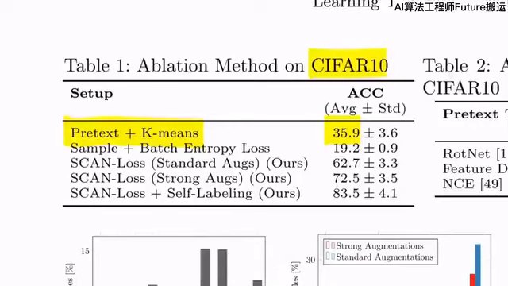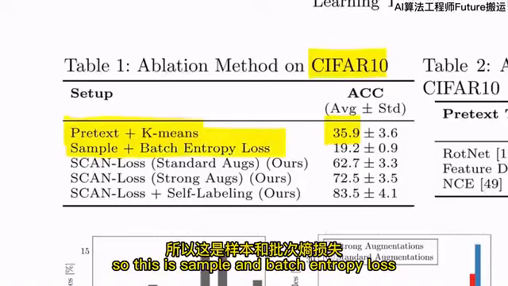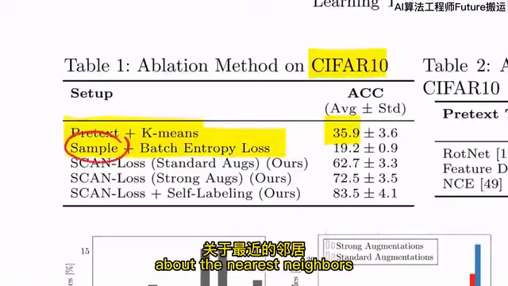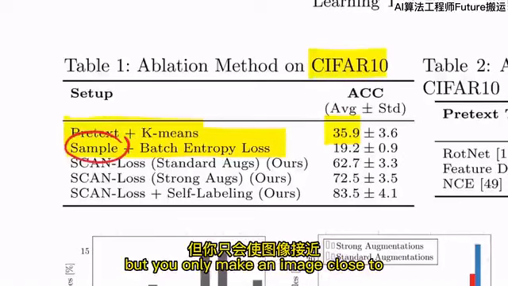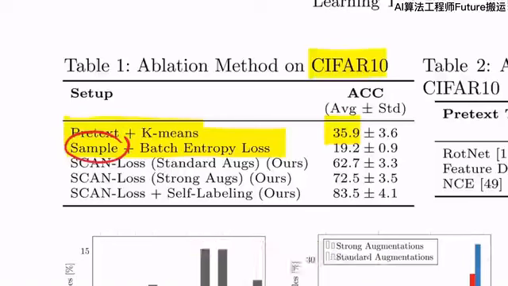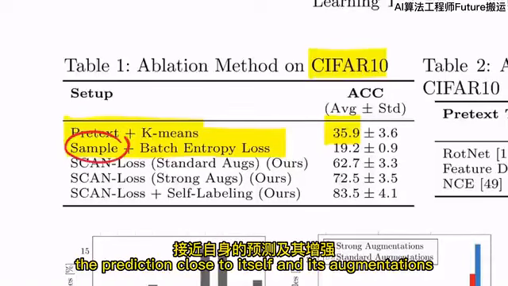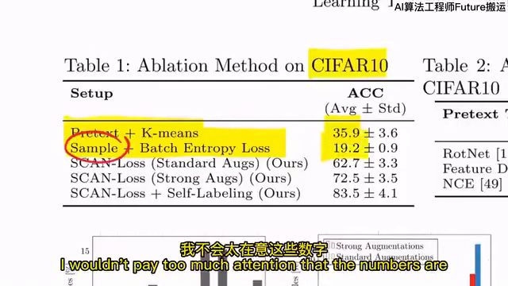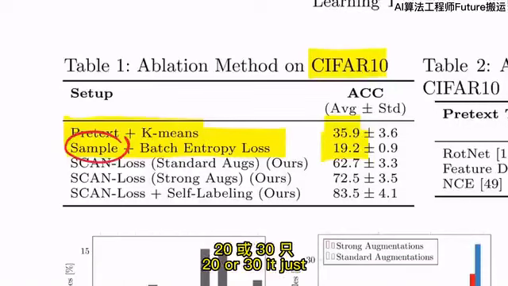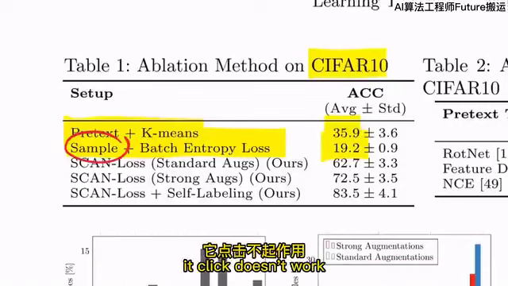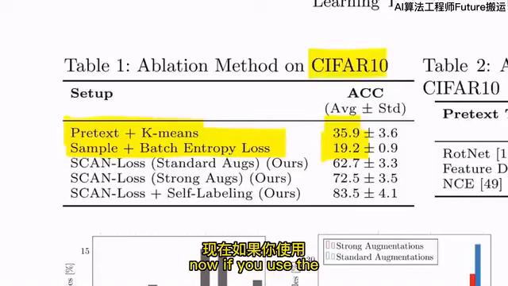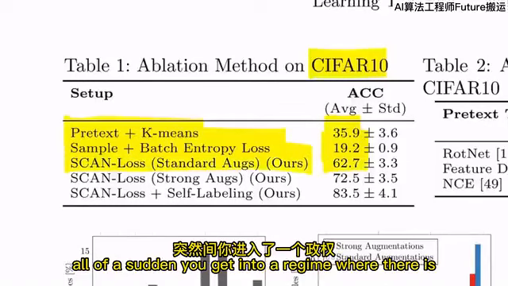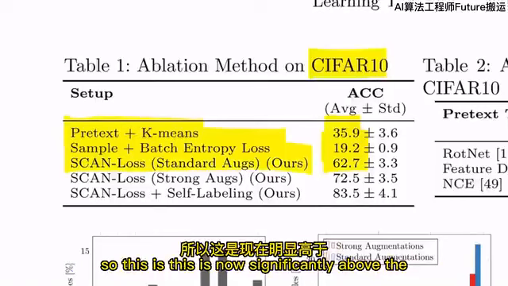If they do what they say, so this is sample and batch entropy loss, this basically means you do not care about the nearest neighbors. You do this entire thing, but you only make an image close to the prediction, close to itself and its augmentations. So you don't use any nearest neighbor information. That also doesn't work. I wouldn't pay too much attention that the numbers are 10, 20 or 30. It just doesn't work. Now, if you use the SCAN loss, all of a sudden you get into a regime where there is actual signal. So this is now significantly above random guessing.